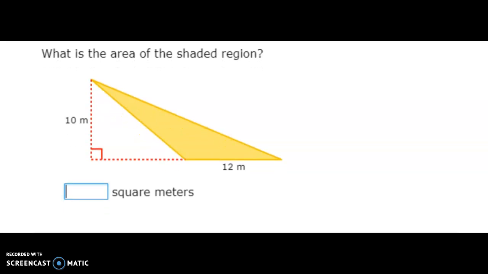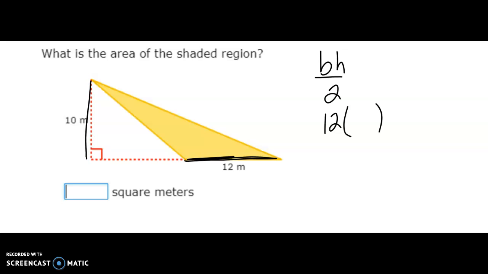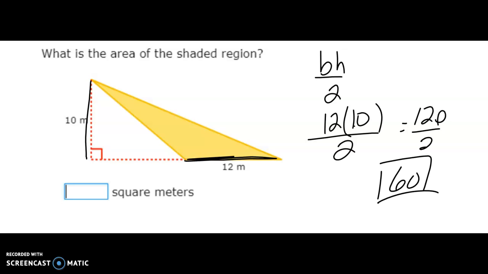What is the area of the shaded region? So what is the shape? It's a triangle. So how do you find the area of a triangle? Base times height divided by 2. Well, the base of the shaded region is 12. This right here is 12. And the height is always perpendicular to the base. So from tip to bottom is 10, and divide by 2. So 120 divided by 2 is 60.